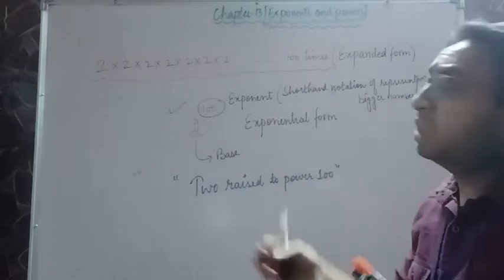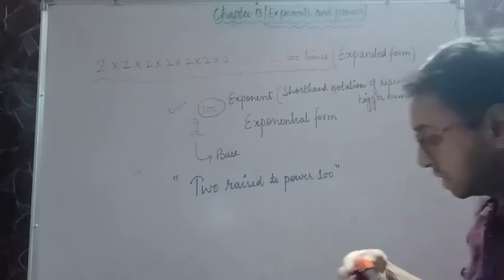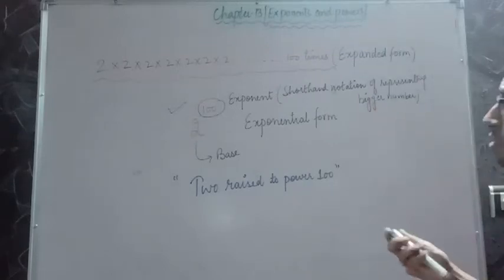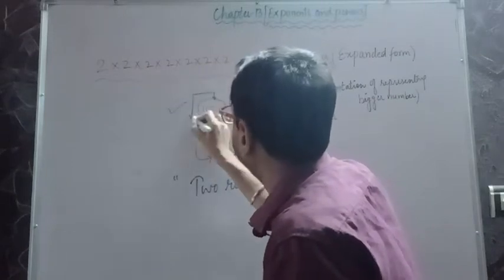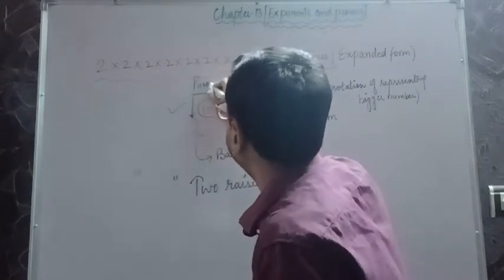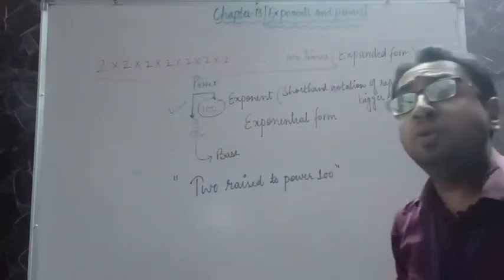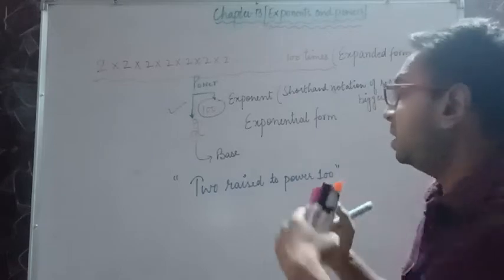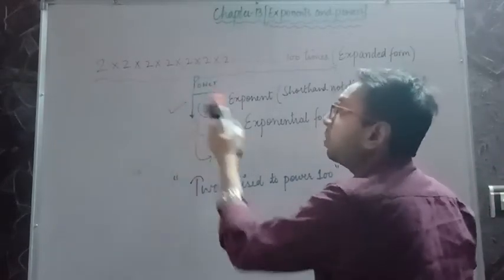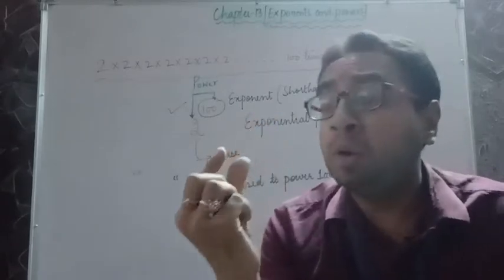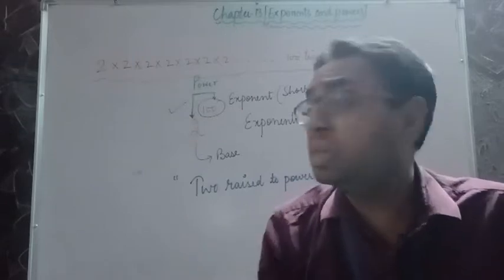Now you might be thinking, the name of the chapter is Exponents and Powers. What about powers? Basically, this base and exponent together is known as power. Power here means what value you will get on considering 2 raised to power 100. What is the power of 2 raised to power 100? That is what power means.